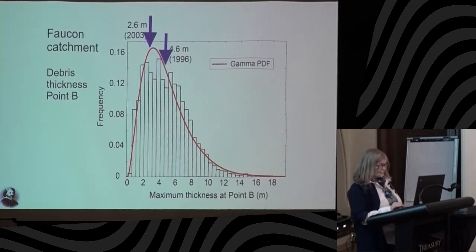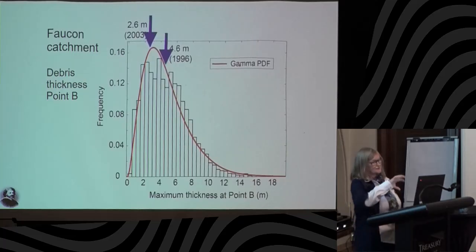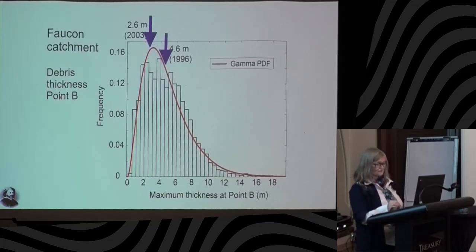And these are the results of the Monte Carlo simulation. If you use the Monte Carlo simulation, you get another distribution like this. And this was the best fit, which ended up being a gamma PDF. Why we do that is because it's a way to calculate values. And this is the debris thickness in point B, the lower one.